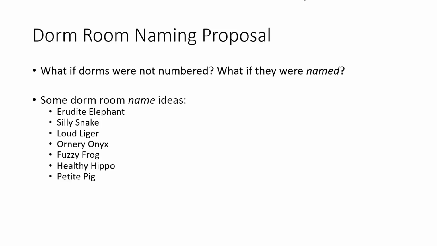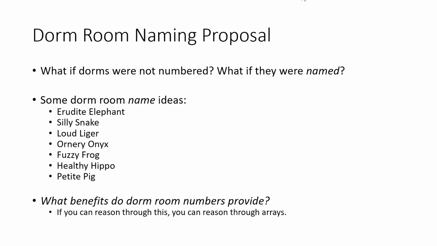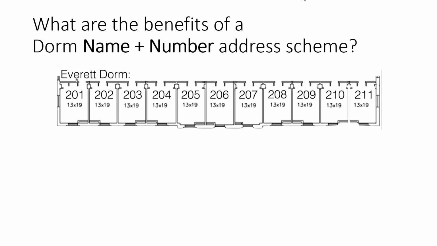to have names. So you might be in E-House Erudite Elephant, or Spencer Silly Snake, or Everett Loud Liger, so on and so forth. The question behind this thought experiment is, what benefits do dorm room numbers provide? Why are names not a good idea for dorm rooms? If you can reason through that question, then you can understand the motivation behind arrays in programming languages. So what are the benefits?